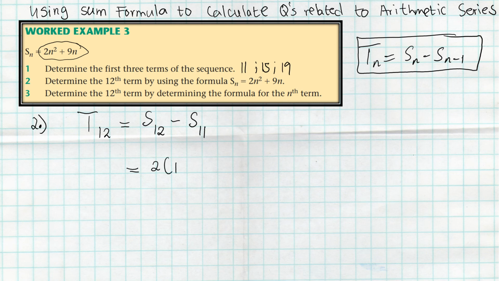Where there is n, we're going to replace it by 12. To be 2 into 12 squared plus 9 into 12 minus, and don't forget we have to put whatever comes after the negative in brackets to avoid making mistakes. So it's 2 into 11 squared plus 9 into 11.